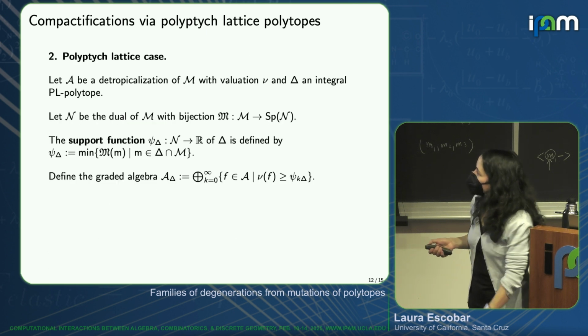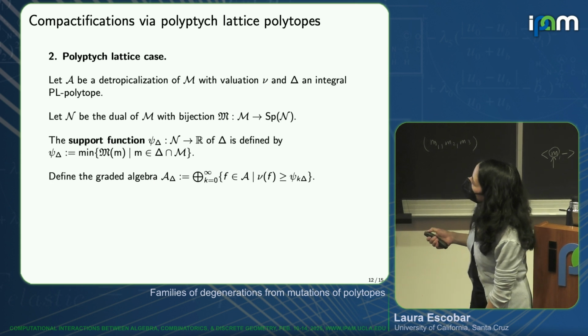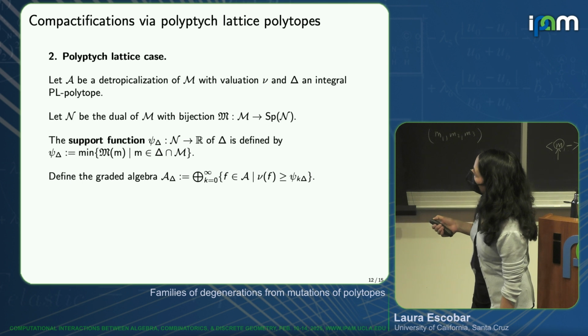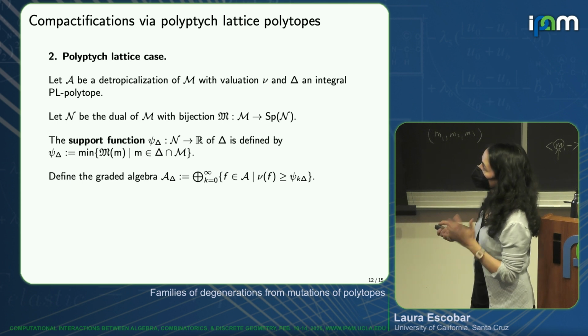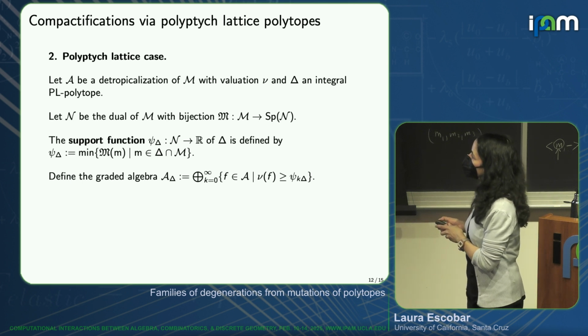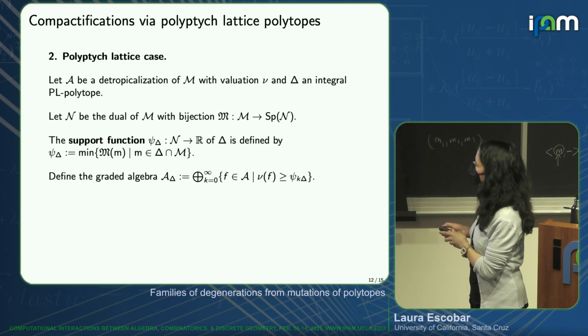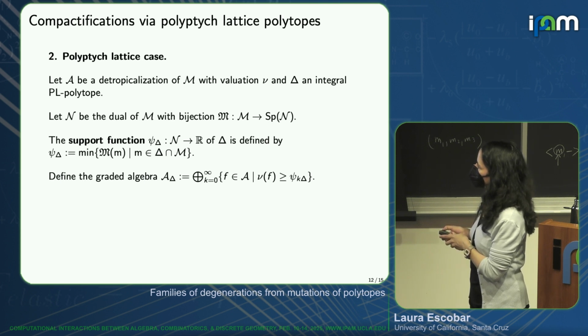Okay, so here is the punchline. I want to tell you how polyptic lattice polytopes give you compactifications. You start with a polyptic lattice and its detropicalization. So you have a valuation from A to that semi-algebra I mentioned before, with valuation U, and you want an integral piecewise linear polytope. And it's dualizable, so you're going to have the dual.